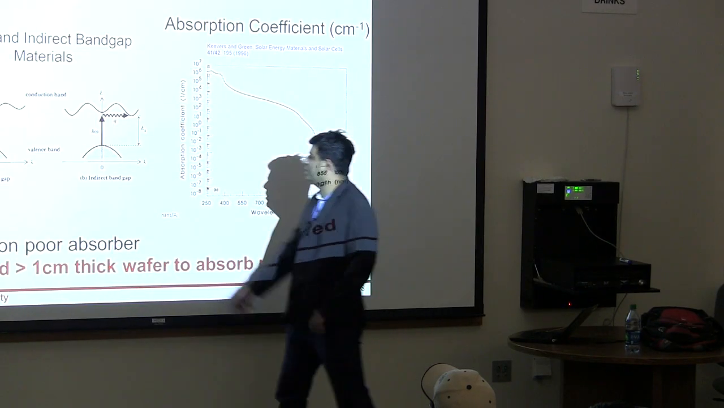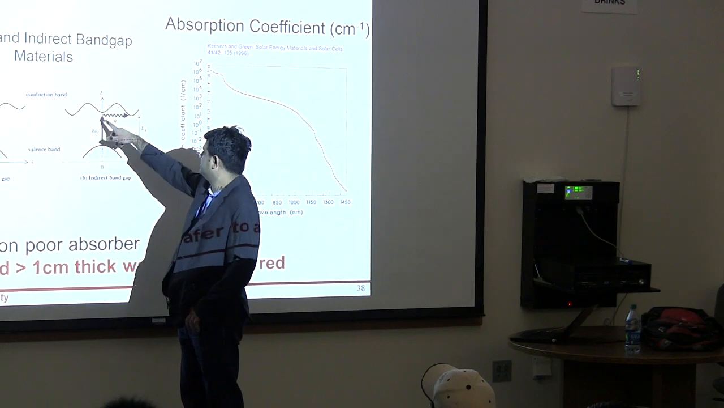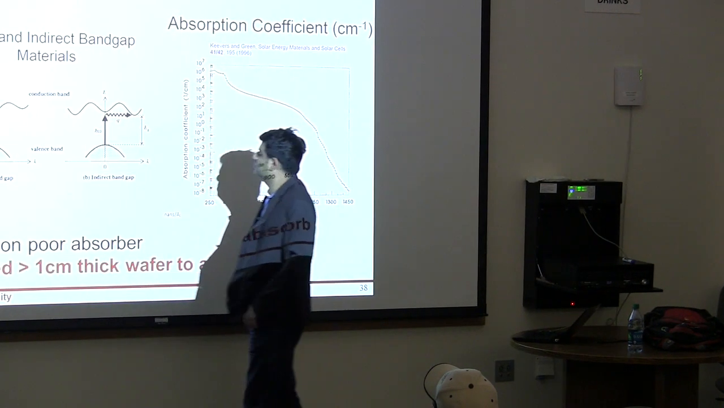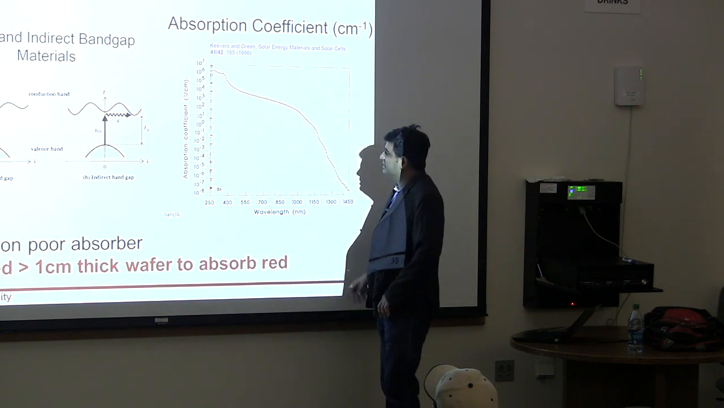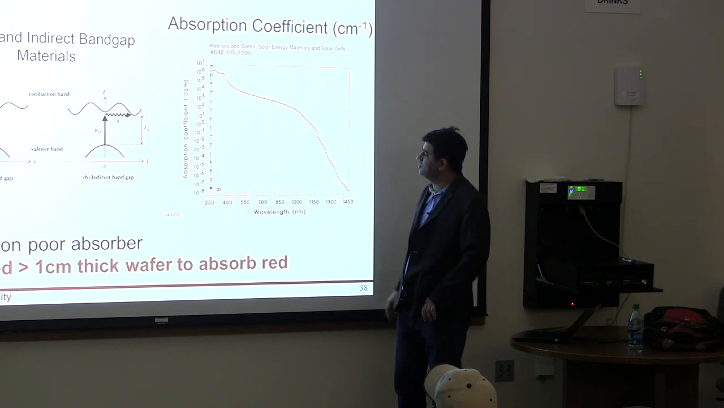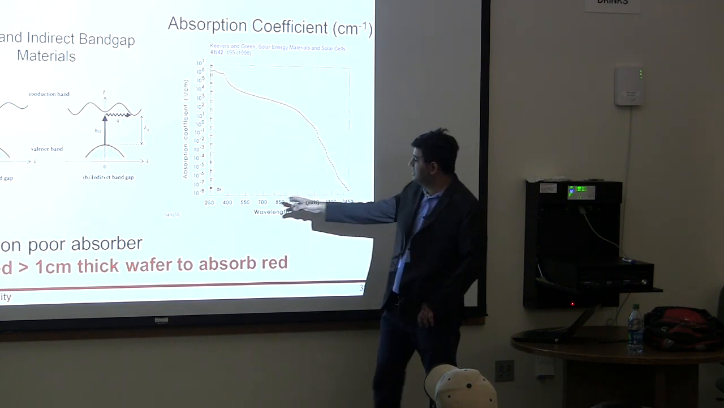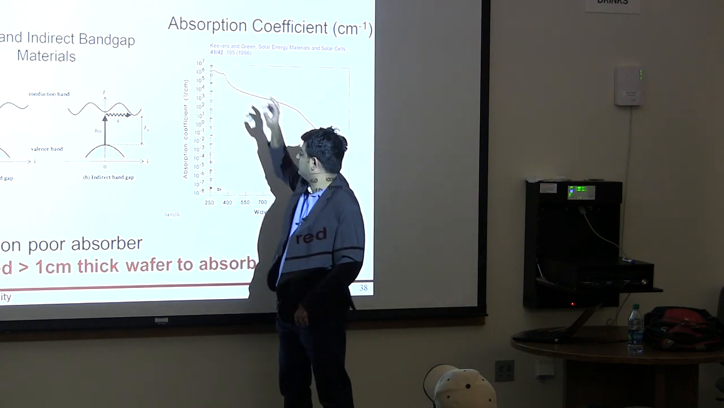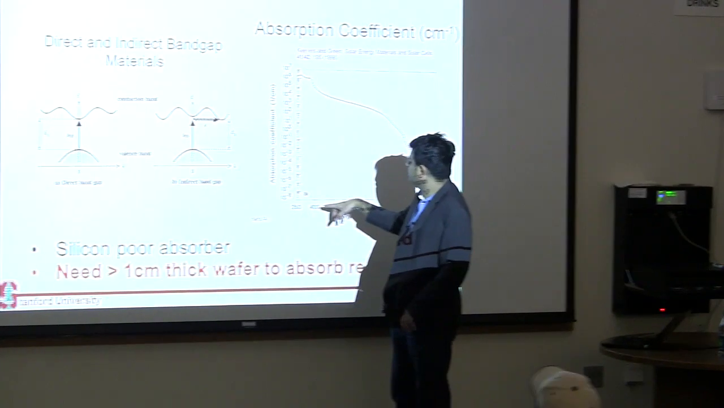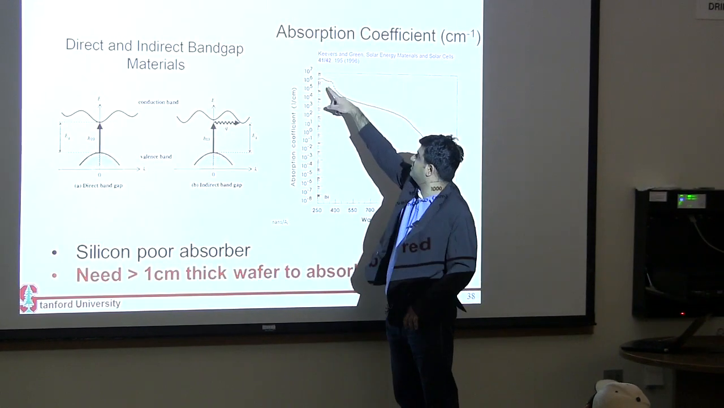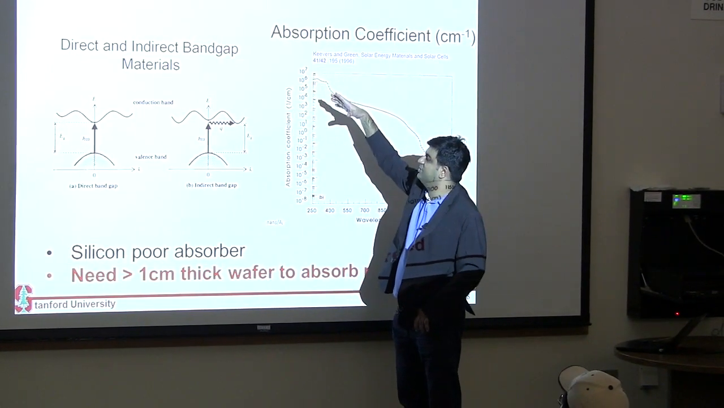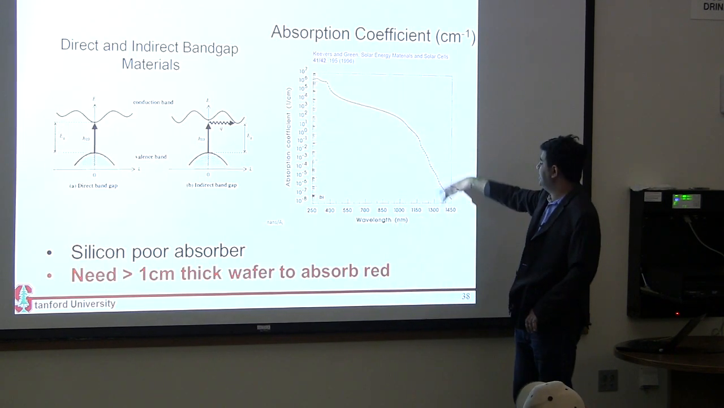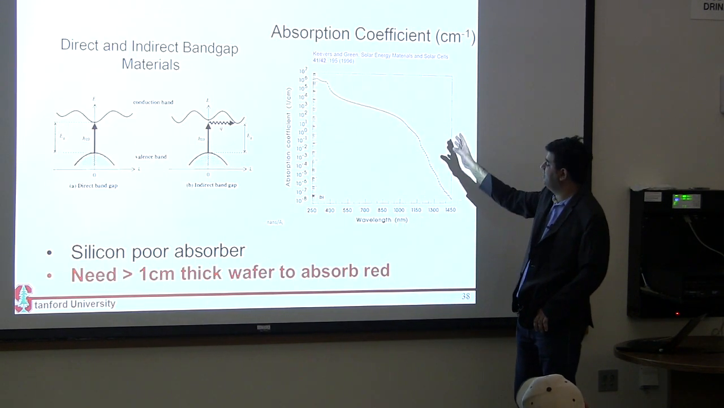It's an indirect band gap material. It needs not just a photon but a phonon in combination to absorb light. And it actually is very selective to what it wants to absorb. It absorbs the blue light with a very high absorption coefficient. So if you shine ultraviolet or blue light, it's absorbed in the very first few nanometers of your silicon. But it's very bad at absorbing this red light, so this light of higher wavelength.